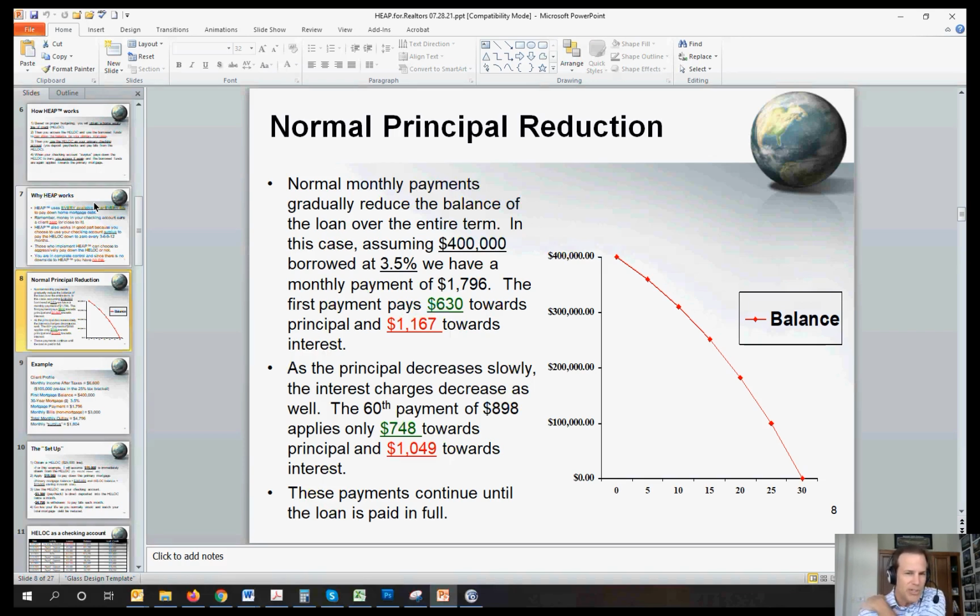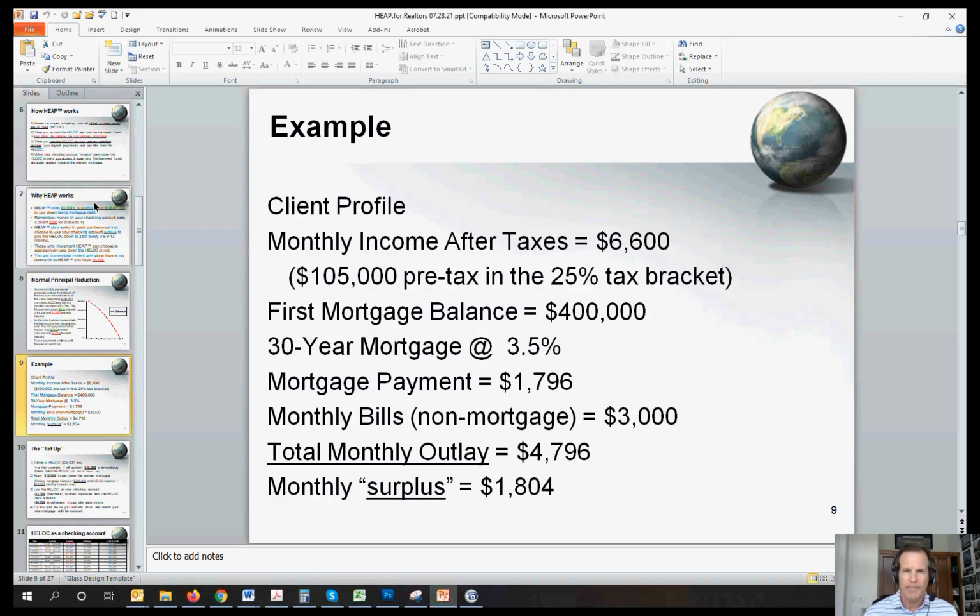So if I fast forward 60 months, which is 5 years, which sounds like a long time, you would think that a lot more money is going to go towards principal. And as you see the numbers there, it's not. You've got only $748 going to principal, still over $1,000 going to interest. And as you can see from the chart on the right, the balance of the mortgage really doesn't start to get paid off until the last 10 or 15 years of the mortgage.